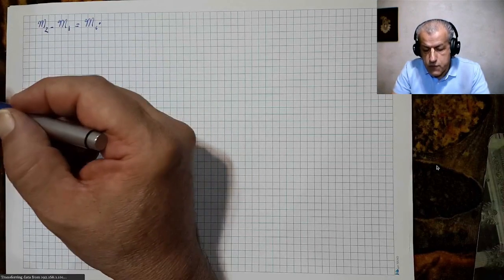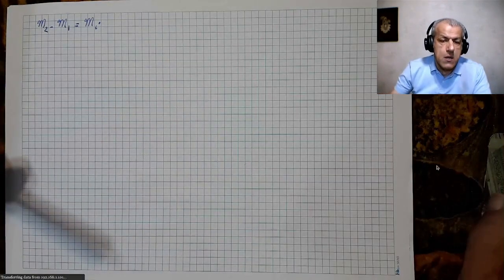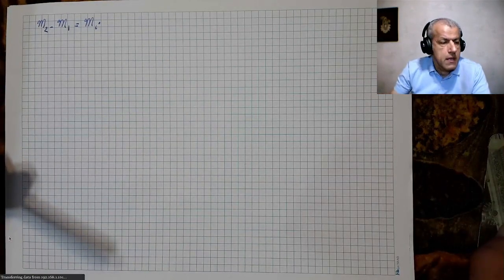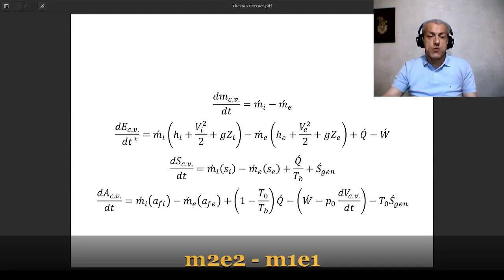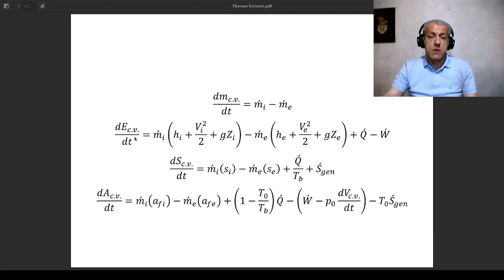Now we move to the energy equation, which tells us that the change of energy inside the control volume, which would be m2 e2 minus m1 e1, and ignoring changes in velocity or elevation, m2 u2 minus m1 u1, would result in the mass that has entered times its enthalpy.